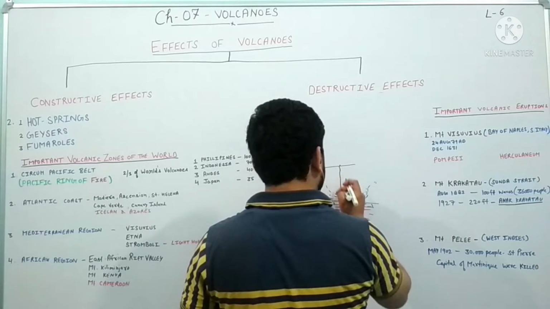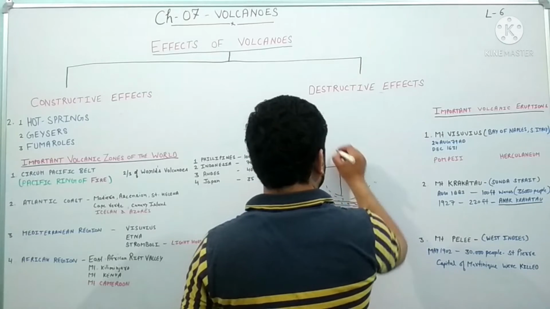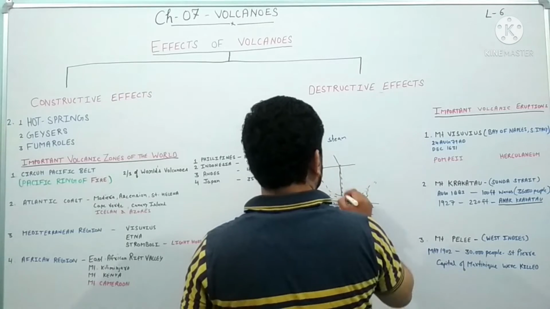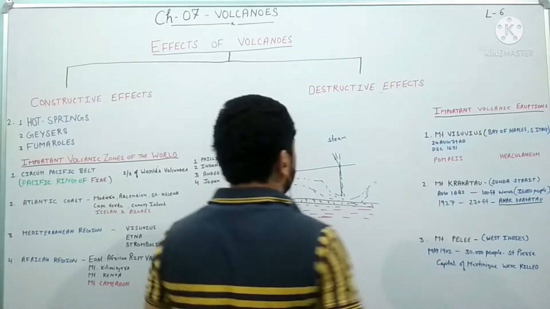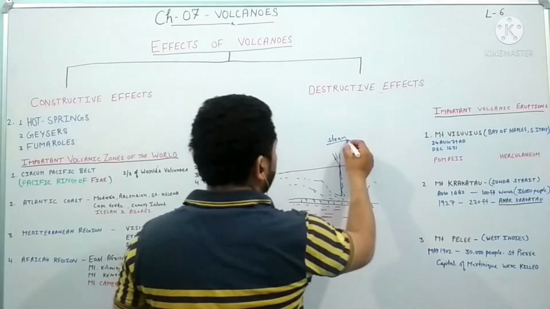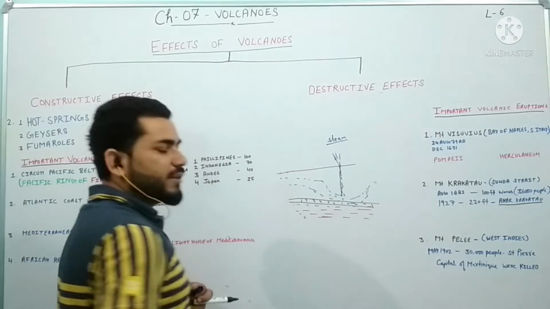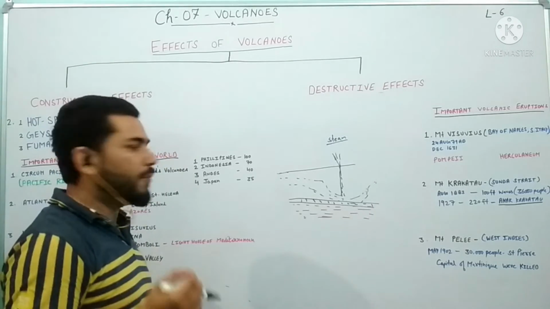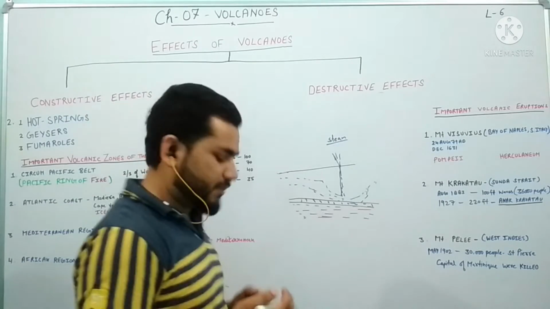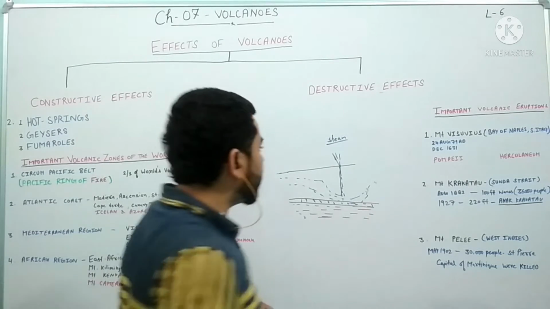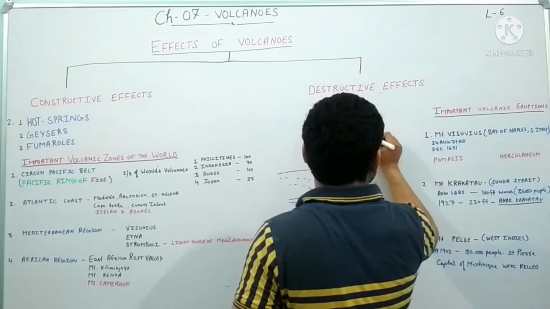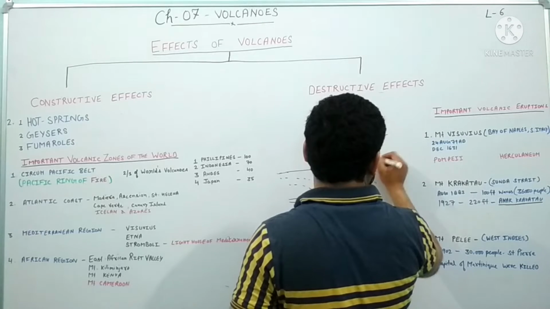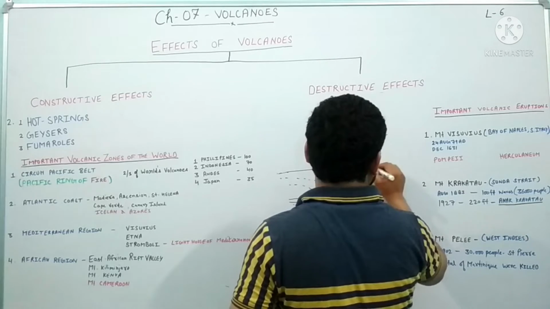And when this steam comes out, only steam will come out, right, from some openings in the ground, then it will be called a fumarole. So a fumarole is an opening in the ground from where steam comes out, and it contains sulfur as well as carbon dioxide and various other gases.